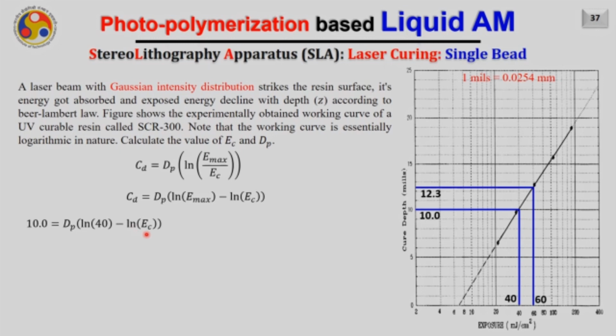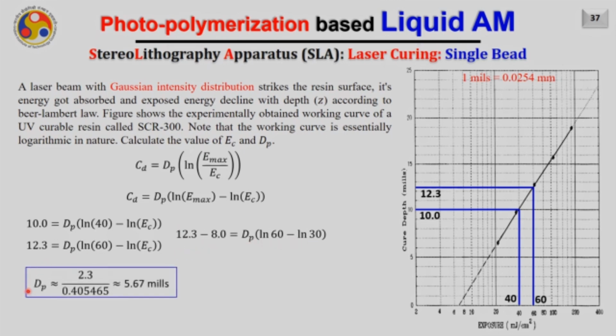Let us try to get another equation corresponding to this point where the value of Emax is 60 and the value of CD is 12.3. Now we have got two equations and there are two unknowns, dP and EC. We can easily solve these two equations to obtain the value of these two unknown variables. So for that, we can subtract equation number 1 from equation number 2. As a result, we will have this equation which says 12.3 minus 8 equals dP ln 60 minus ln 30.